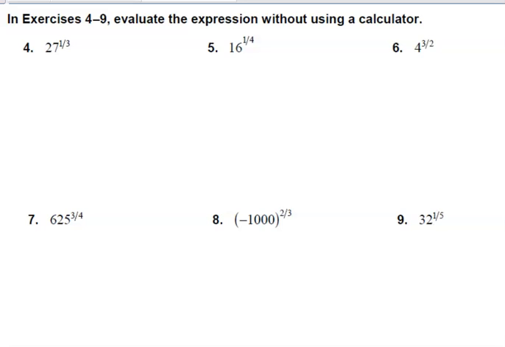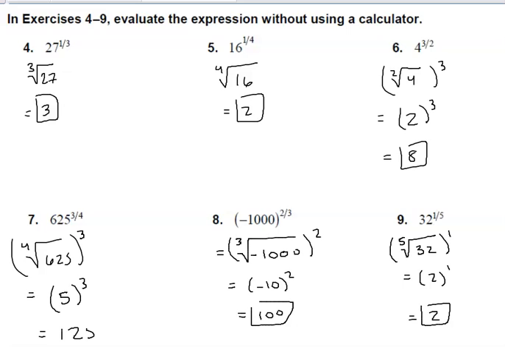Take a moment, pause this screen, and try these 6 one more time. You can go ahead and check your answers. Again, pause and spend as much time on the screen as you need.